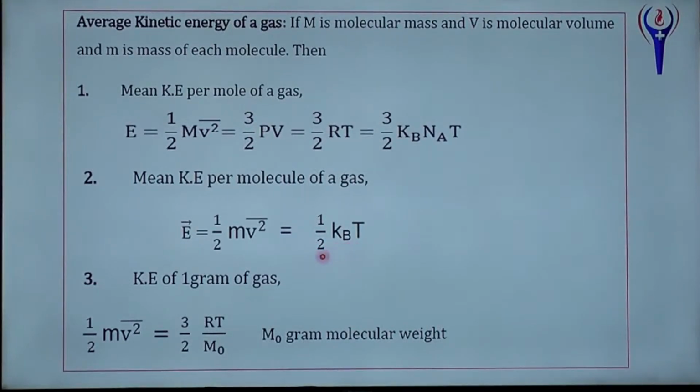kB is the Boltzmann constant, and kinetic energy of 1 gram of gas equal to half m v square equal to 3 by 2 T by M naught. M naught is called the gram molecular weight. Noted?